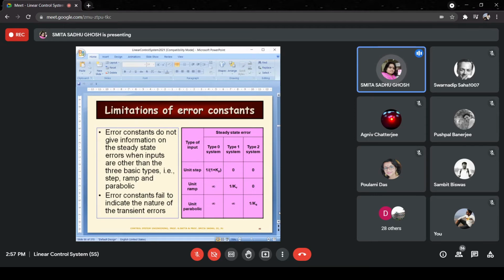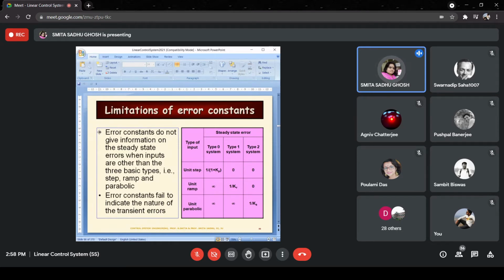Now we come to a slide where we have stated the limitations of error constants. It would appear that, as far as steady state errors are concerned, I can apply the concept and find the steady state error in all cases. So that is why a limitation slide has been put over here, to let you know what you can do and what you cannot do.